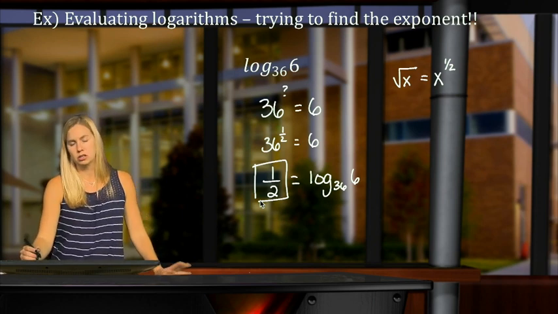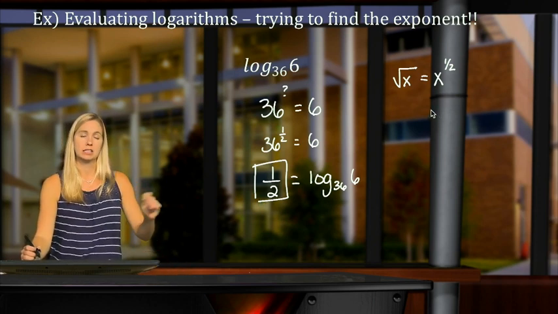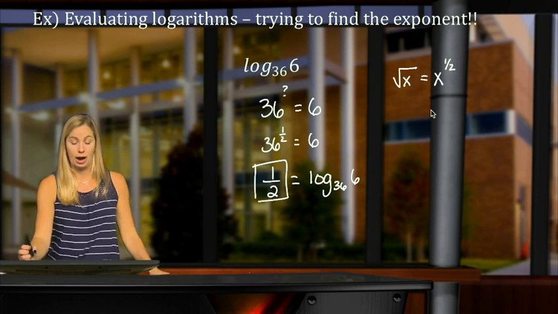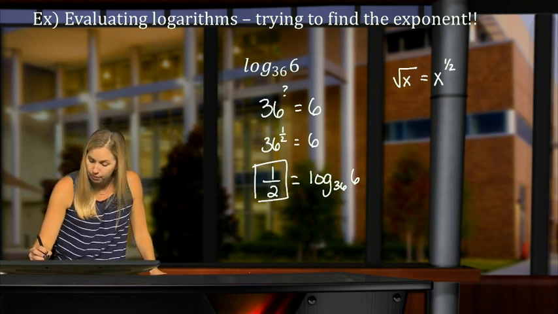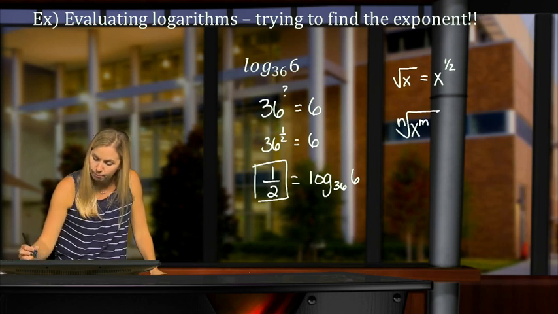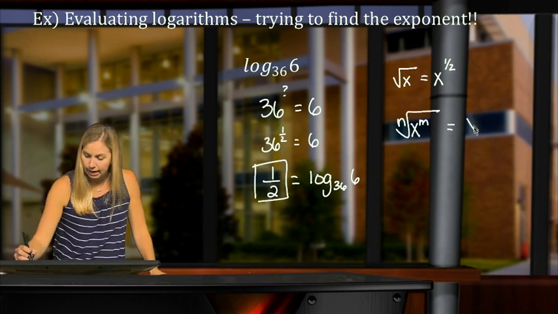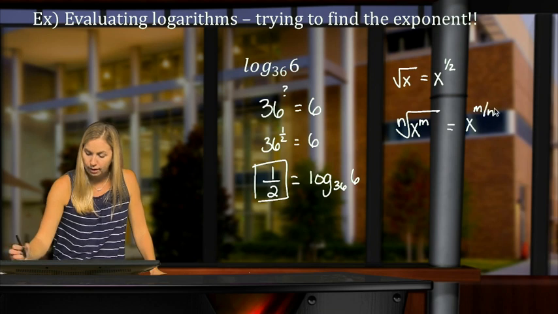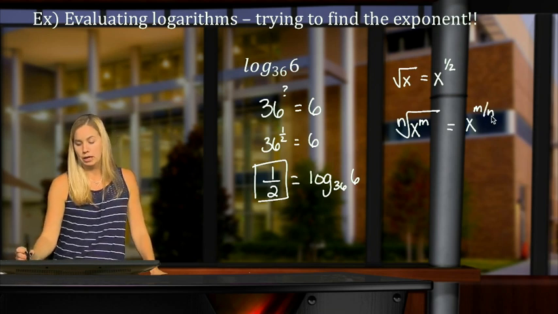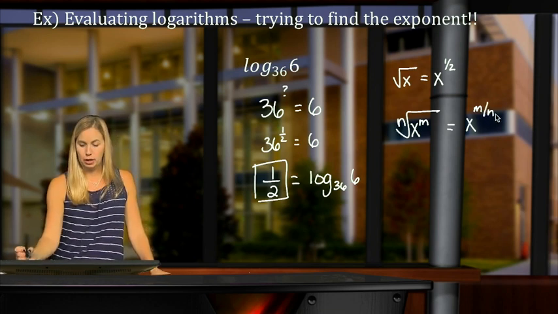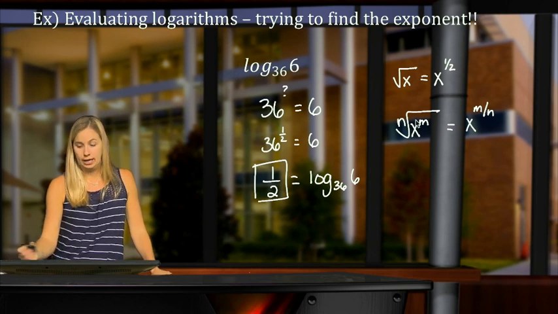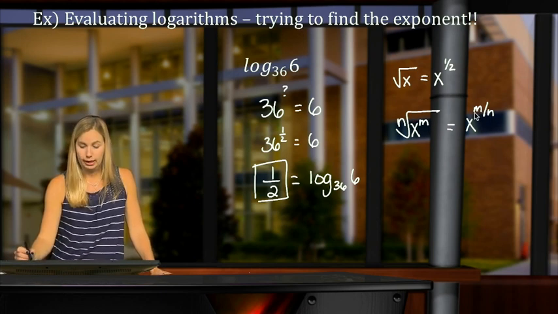To just review a little bit more with this conversion between an exponent and a radical, if I have the nth root of x to the m, this is the same as x to the m over n. The index of your radical becomes the denominator of your rational exponent. Any exponent that's on the radicand becomes the numerator of your rational exponent.